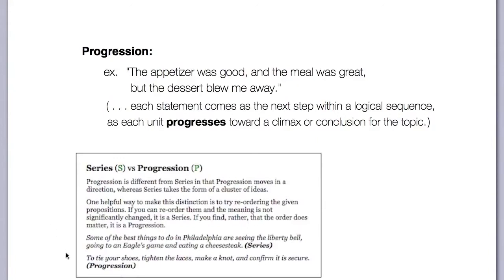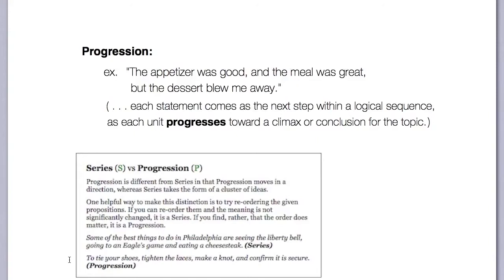So here's a very clear example of a logical progression. It reads, to tie your shoes, tighten the laces, make a knot, and confirm it's secure. I could not reorder these propositions in any other order to get to the conclusion of having my shoes securely tied. Also notice that if I wanted to, I could add in key words.